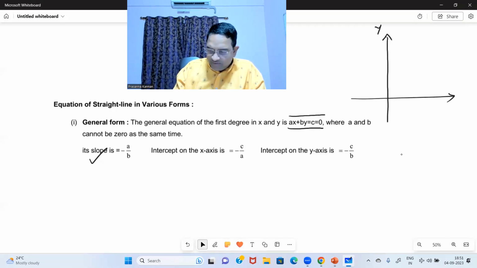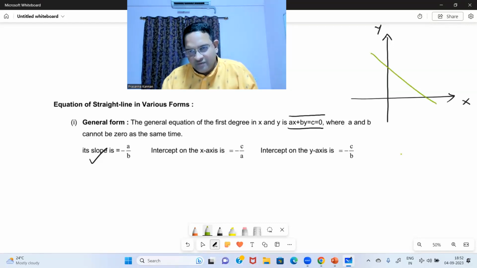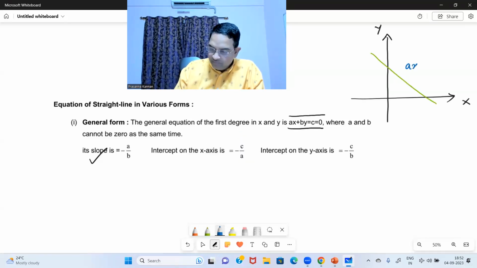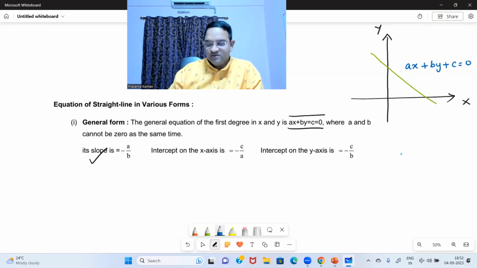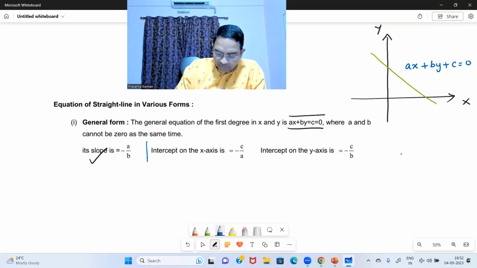So let's say this is your y-axis, your x-axis. Let's say this is your straight line. Just a straight line, okay. What is the equation of the straight line? ax plus by plus c equal to 0, right? Okay. Now, how do you find the x-intercept? First of all, what do you mean by x-intercept?